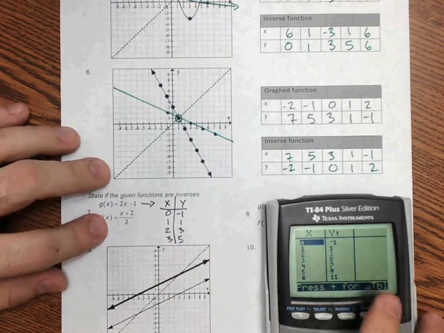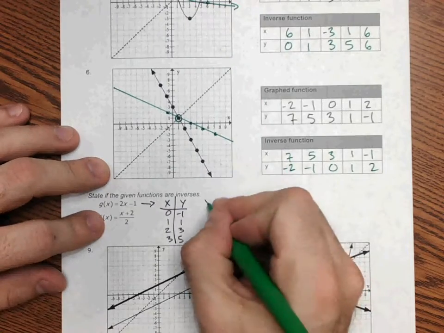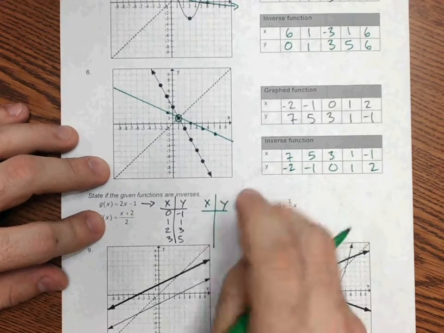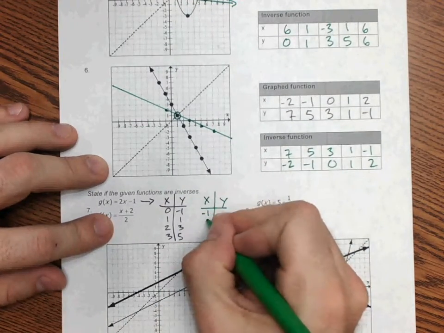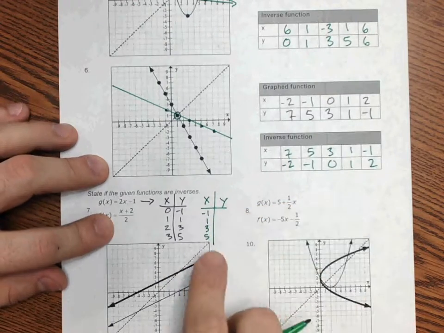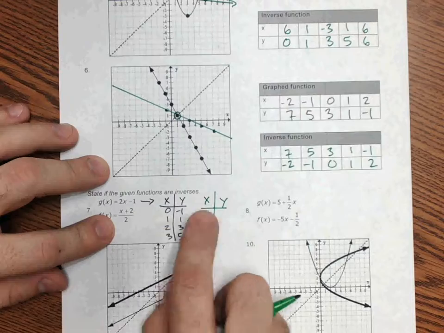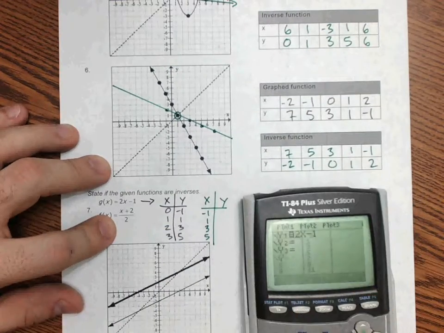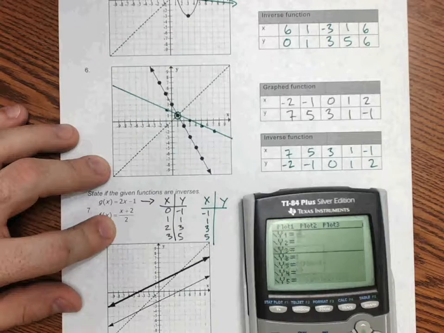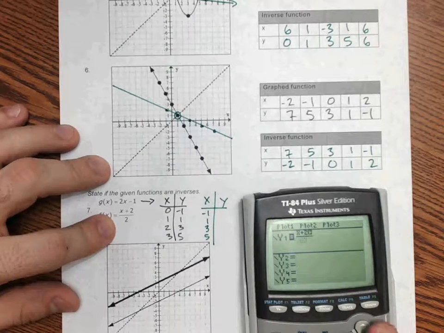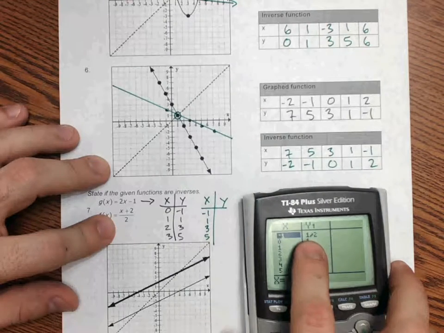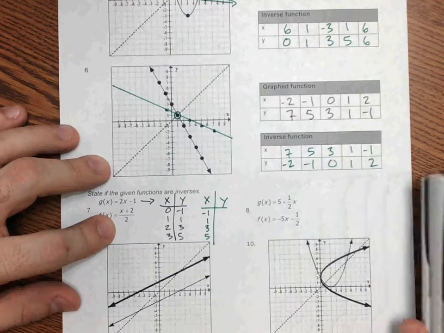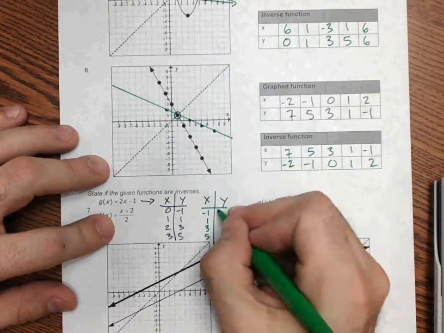So what I'm going to do on the other table, okay, this will be my second table, is I'm going to take these y values and put them into the x column here and see if the numbers match up. Okay, so these are the y's from the original. I'm going to plug in the second equation, which is a fraction like so. I'm going to put x plus 2 on the top. I'm going to put 2 on the bottom. Go to my table, look for x equals negative 1, and what do I get? I get 1/2.